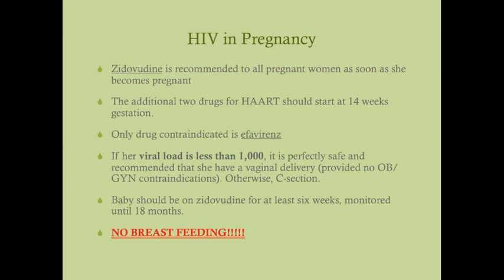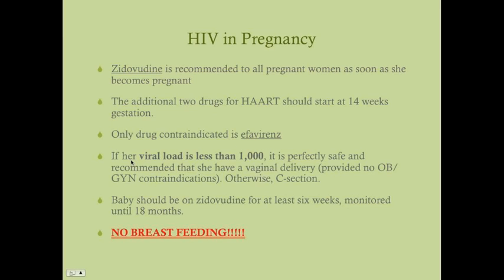And again, those can be 2 nucleoside reverse transcriptase inhibitors. It could be 1 non-nucleoside and 1 nucleoside reverse transcriptase inhibitor, or it can be 1 nucleoside reverse transcriptase inhibitor and 1 protease inhibitor. Basically, 14 weeks of zidovudine at the very beginning until 14 weeks of gestation, and then after that, you're putting her on just regular old HAART therapy that you would put any HIV patient on. The only drug that's contraindicated, as mentioned, is efavirenz.